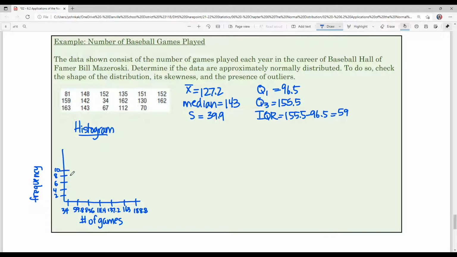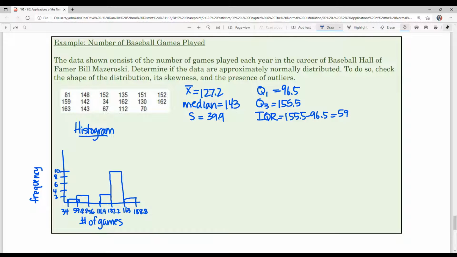Okay, and then I take a look at my heights. So I got 1, and then I go up to 2, and then there are none, and then I go up to 2, and then I go up to 9-ish, I think. And then I go back down to 1. So as you look at this, it looks like it is skewed because you have a tail over here on the left-hand side. So we're going to say that this looks somewhat skewed. Hopefully we can get the other information to support this idea.